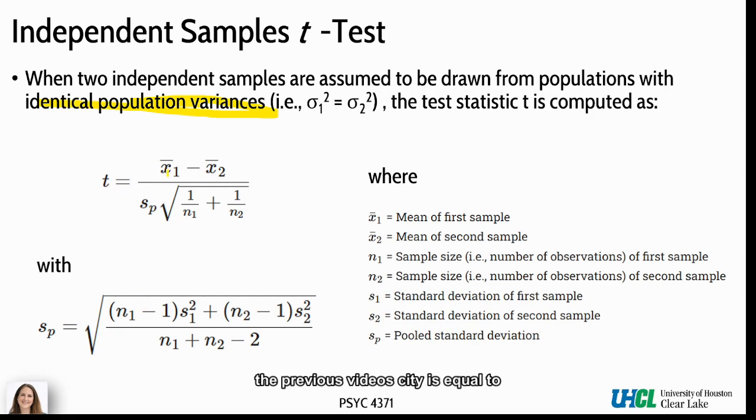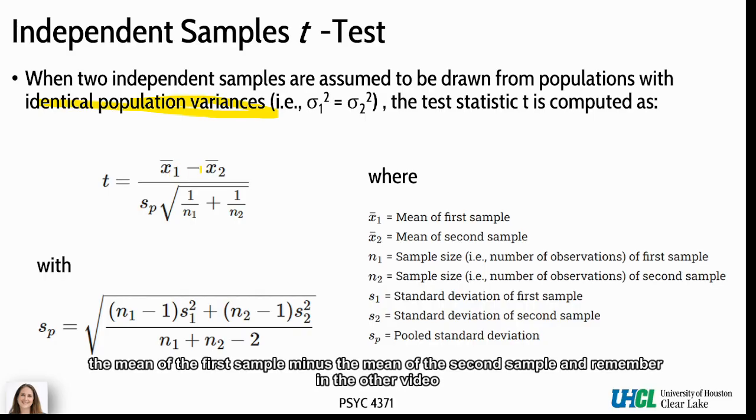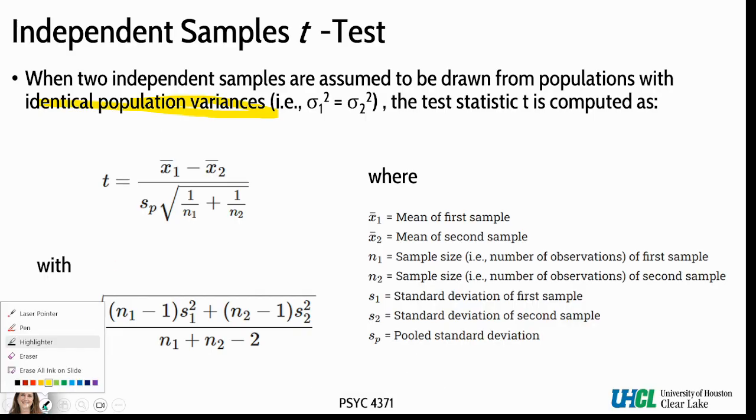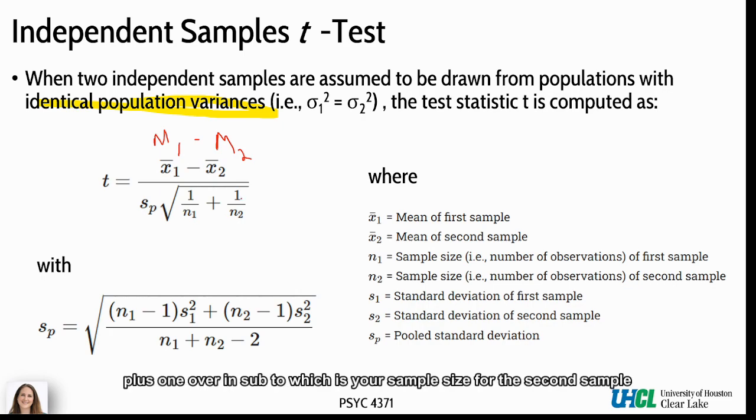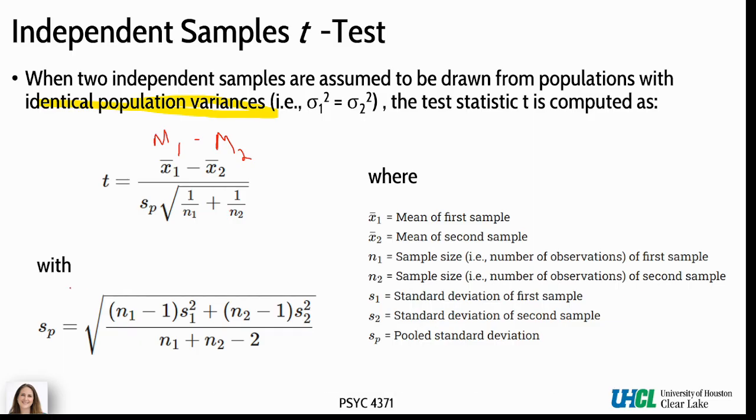So t is equal to the mean of the first sample minus the mean of the second sample. Remember, in the other video this was written as M1 minus M2, okay? And that is divided by the pooled standard deviation, which is the square root of 1 over n sub 1, your sample size, plus 1 over n sub 2, your sample size for the second sample.